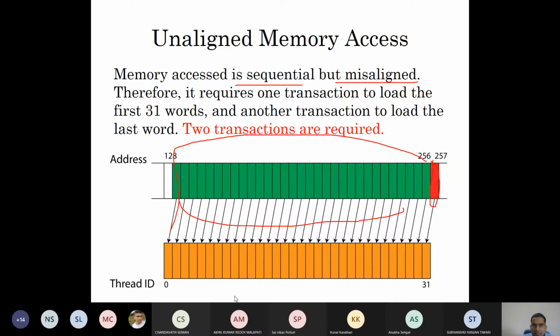And any questions here? Fine. You understood what is the difference between sequential and aligned. An access could be sequential plus aligned. An access could be sequential but not aligned. An access could be not sequential but aligned. And an access could be neither sequential nor aligned. All those four combinations are possible.